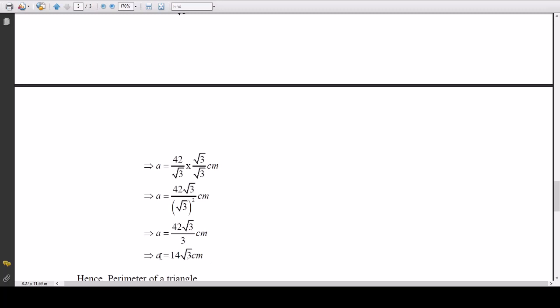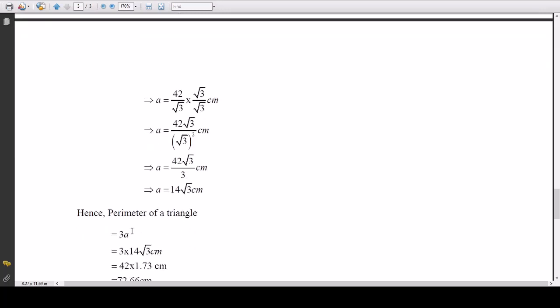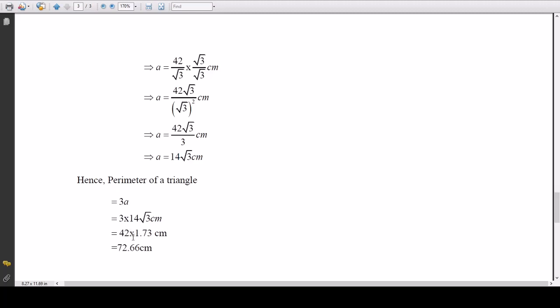Now since we have got the length of a side, the perimeter will be 3 times a. Perimeter will be 3 times 14 root 3, which is 42 root 3. 3 multiplied by 14 is 42, and the value of root 3 is 1.73. If it's given, then it's good. If it's not given, then you have to remember the value of root 3 is 1.73. On multiplying these two, you will get 72.66 centimeter as the perimeter of the triangle.